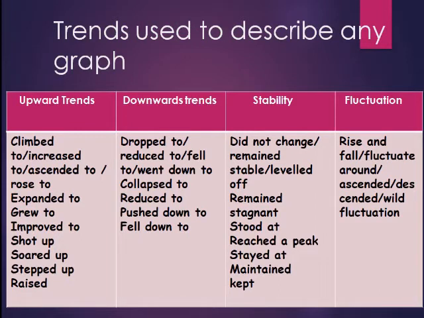Then comes stability. If the figures are stable, then you can use this sort of phrases: didn't change, remained stable, leveled off, remained stagnant, stood at, reached a peak, stayed at, maintained, or kept. And the last column, fluctuations. Of course there will be fluctuations in graphs or charts, so you have to use this sort of phrases: rise and fall, fluctuate around, ascended, descended, wild fluctuations.